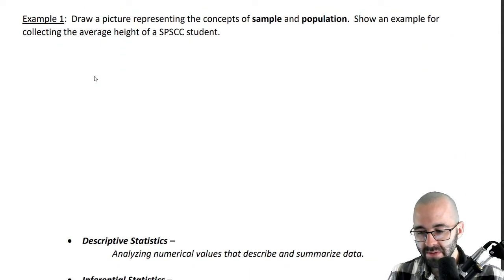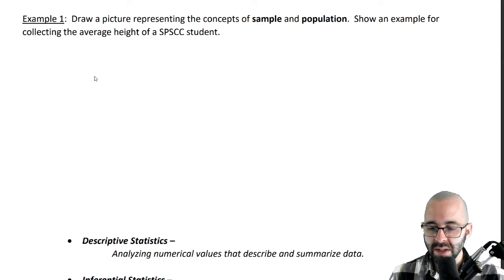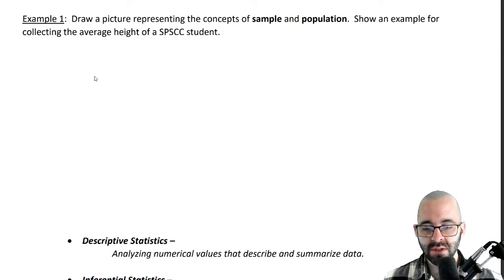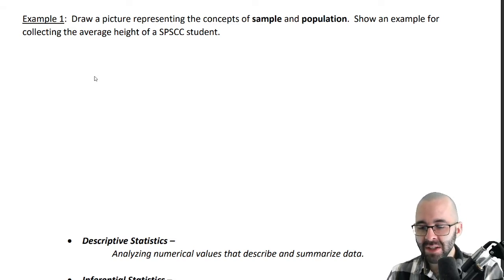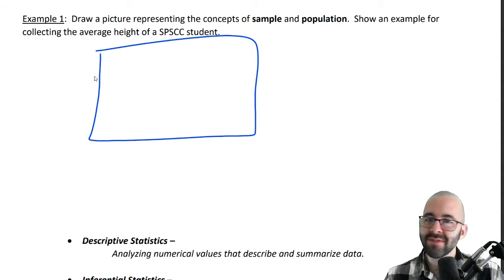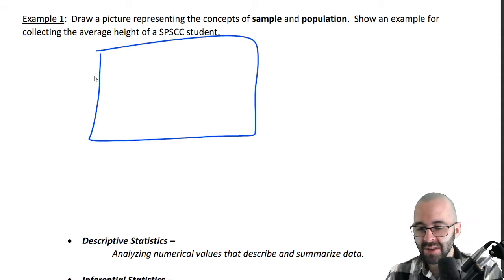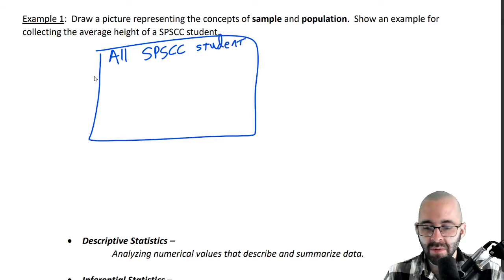So let's do an example and then mention a couple other terms. Draw a picture representing the concepts of sample and population. Show an example for collecting the average height of an SPSCC student. What a coincidence, that's the example I was just talking about. So again, population, that's like the whole. This big box is like all SPSCC students, and maybe the average height here is 5'6" or something.